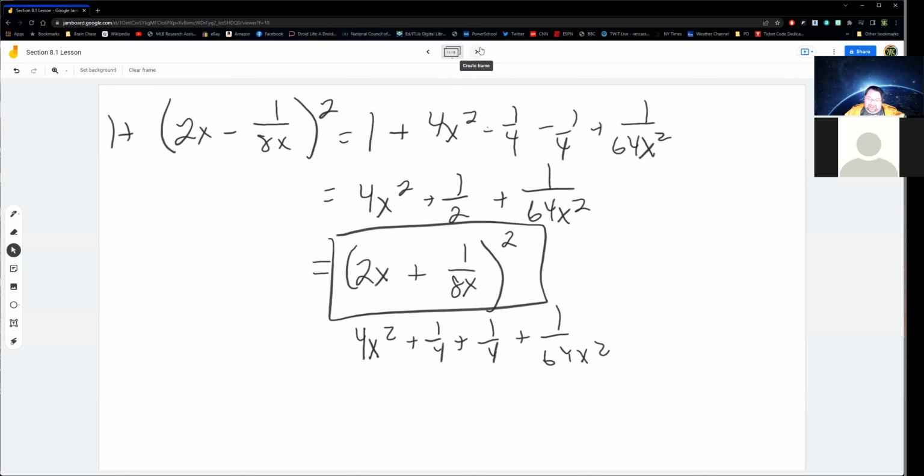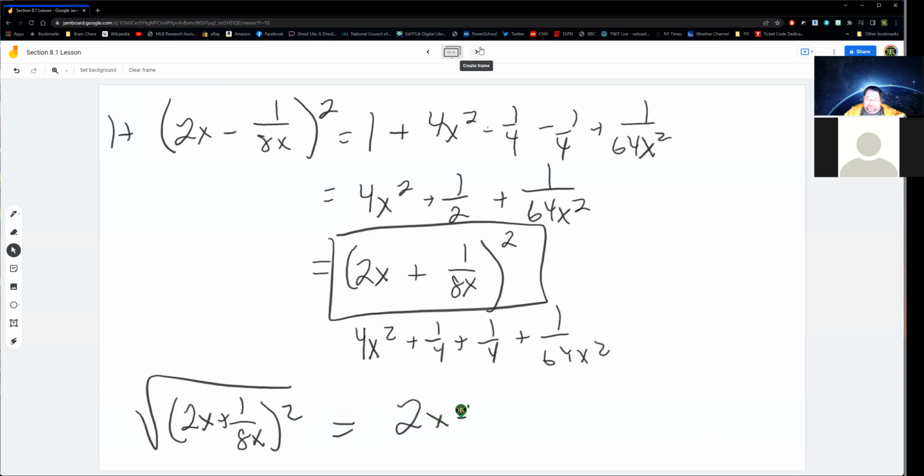Gotcha. So here's the nice thing about this whole thing. We took this whole thing, right? This part is my square root. So I have the square root of 2x plus 1 over 8x squared. So this whole thing becomes 2x plus 1 over 8x. No more square root.